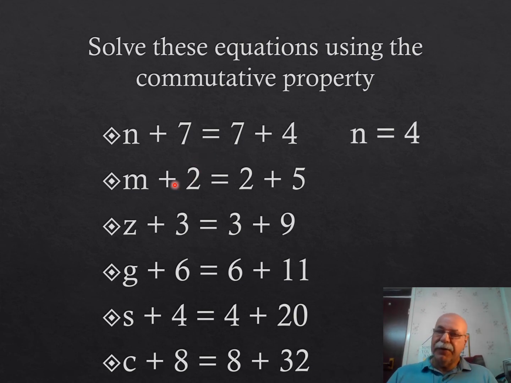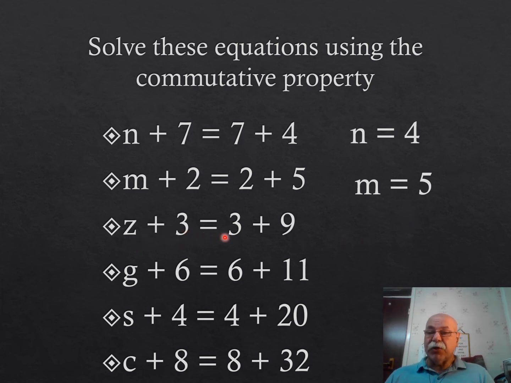n plus 2 equals 2 plus 5. How much is this? It becomes n equals 5. How come? When I transfer the 2 to the other side, it becomes minus 2. Minus 2 with the plus 2 cancel, and it becomes 5.